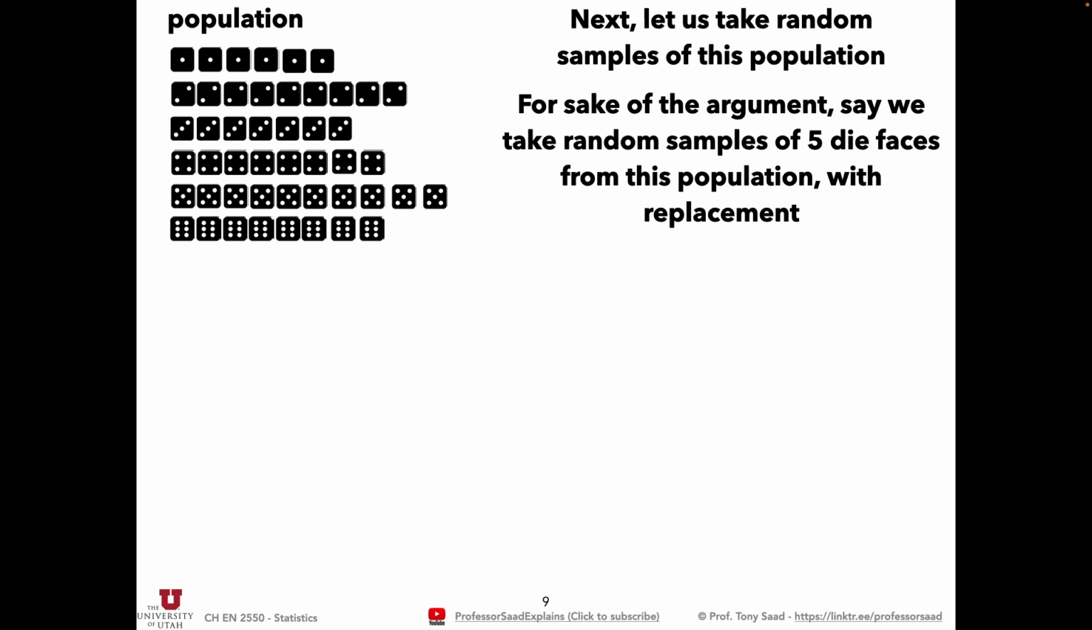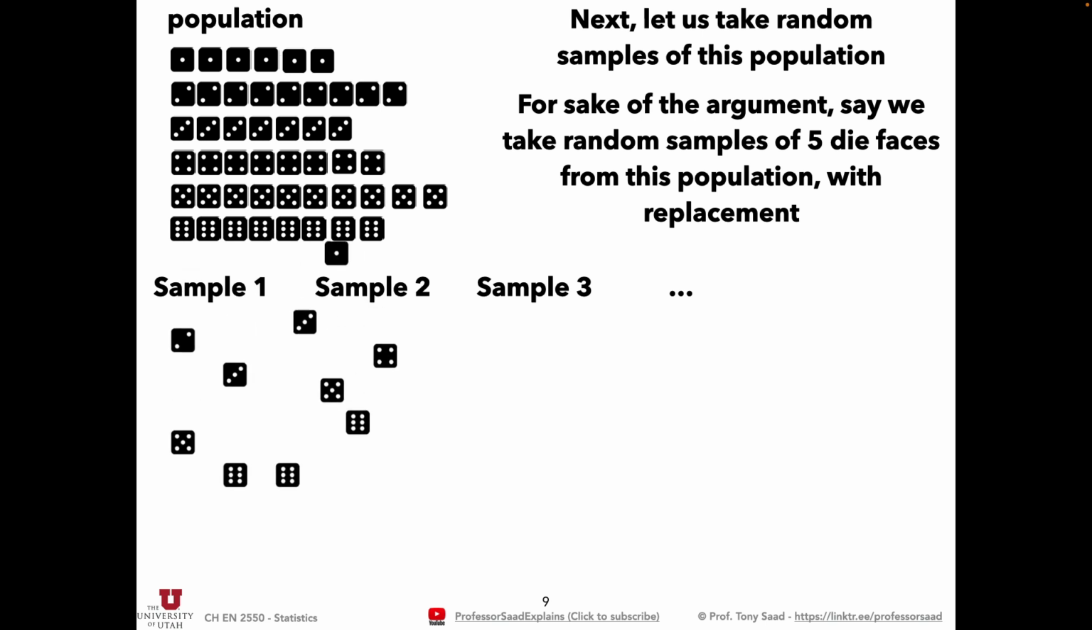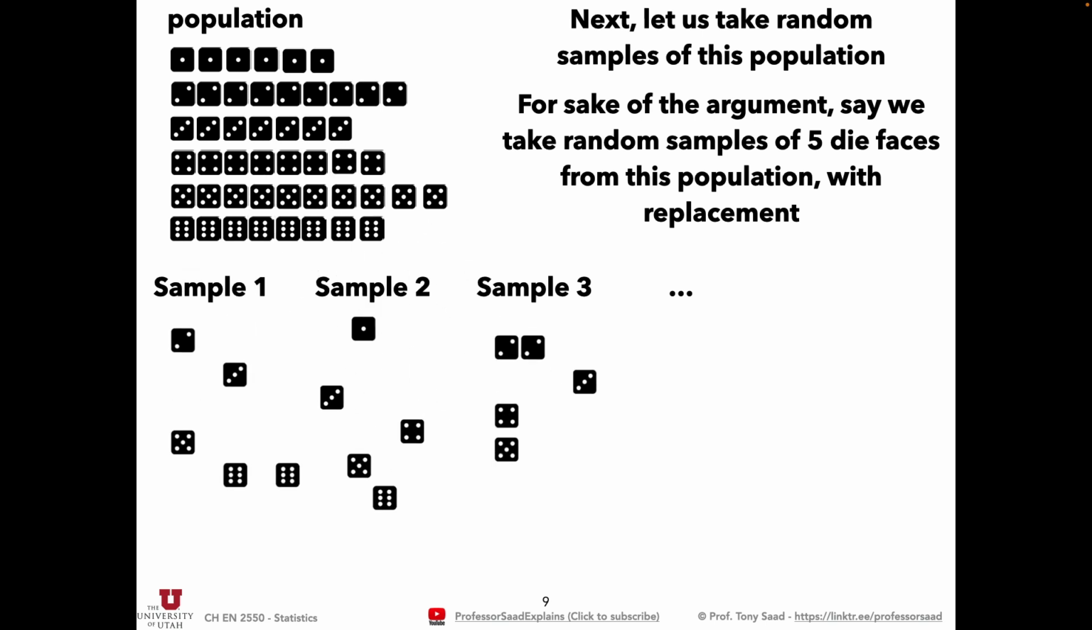You could pick 60. There's billions of combinations how you can pick 5 faces out of this bag. And I'm going to do this many times. So I'm going to do this once, that's sample 1, and then another time, and then another time, and so on and so forth. And every time I'm going to put everything back in the bag. So this could be, for example, sample 1. This could be sample 2. This could be sample 3. They're different numbers because I'm just randomly sampling, shaking the bag every time.